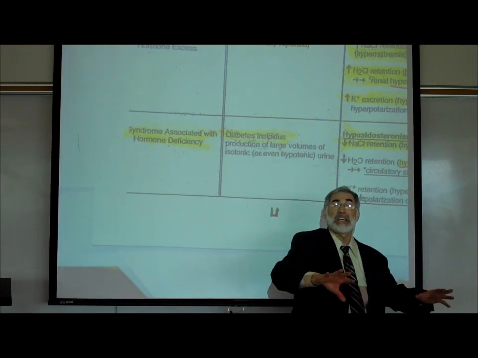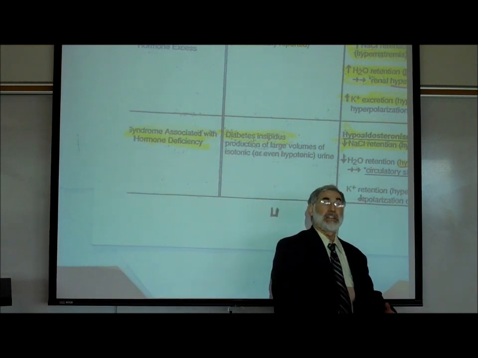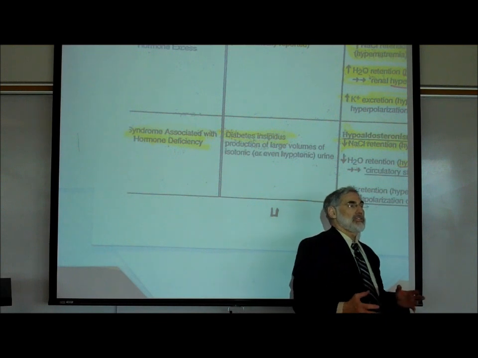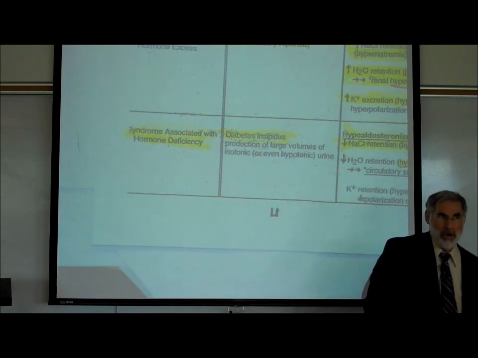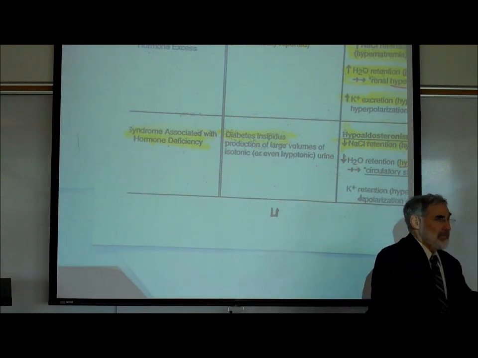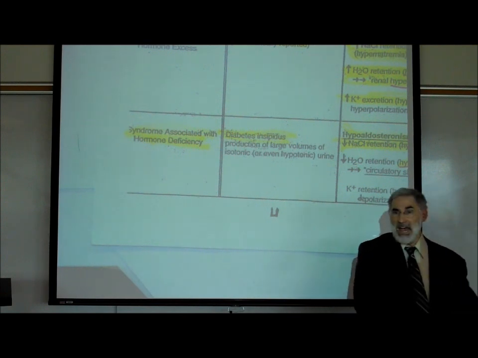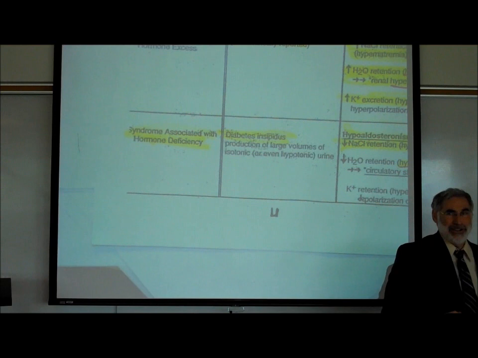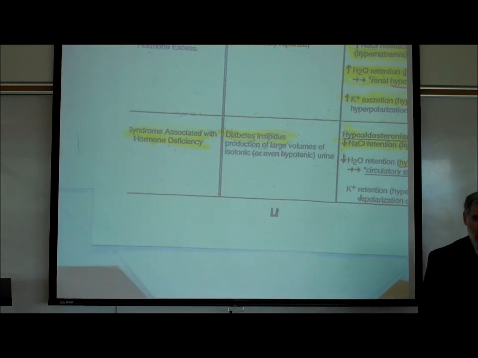Antidiuretic hormone. Antidiuretic. It stops you from peeing. It causes you to retain water. So if you can't make this hormone, you pee a lot, right? All you do is pee a lot. You pee out a lot of water because you have no way of not peeing out a lot of water. You don't have this antidiuretic hormone.